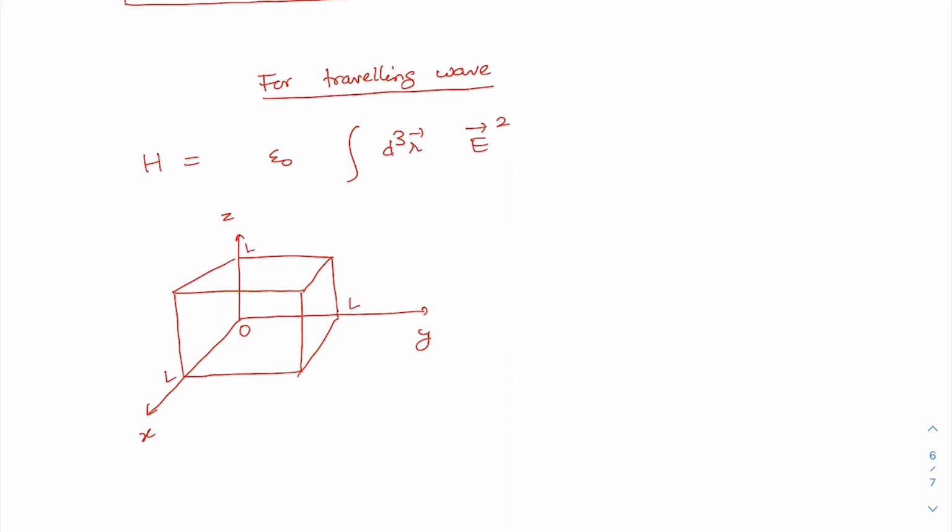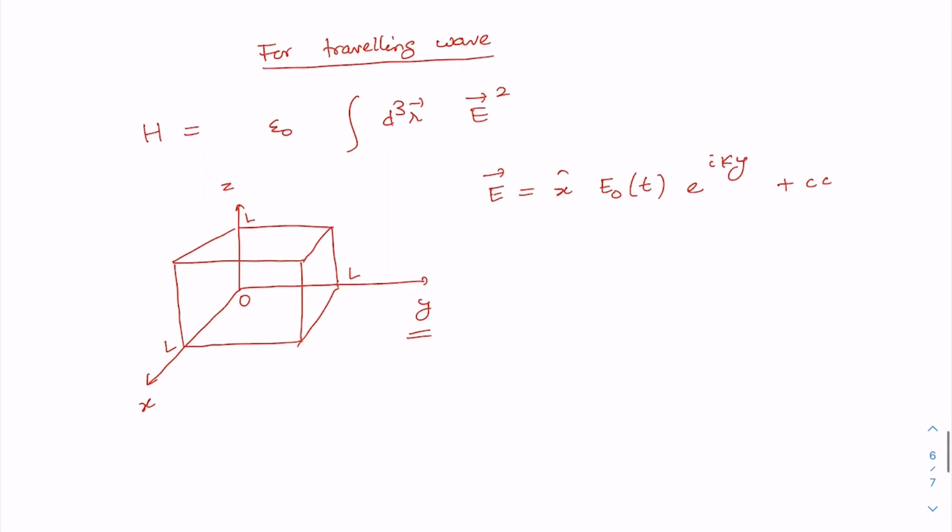And for simplicity, let us consider the electric field to be like this. Say the electric field is polarized along the x direction, and it has its complex amplitude E0t, and say it is propagating along the y direction, along this direction. And then I have to add a complex conjugate so that the electric field becomes real. And quite clearly this electric field defines a single mode, and we are interested in a single mode.